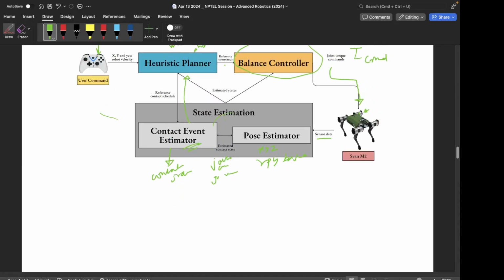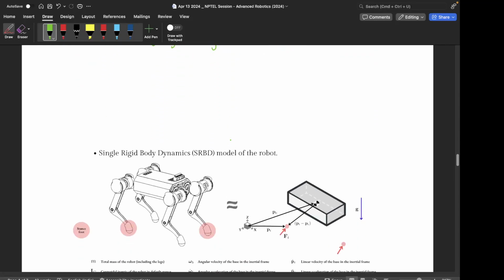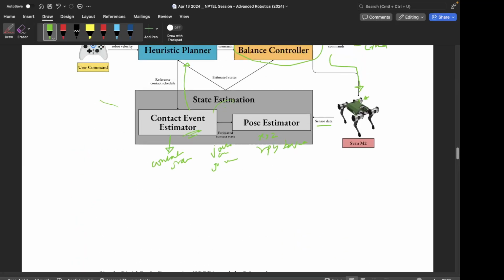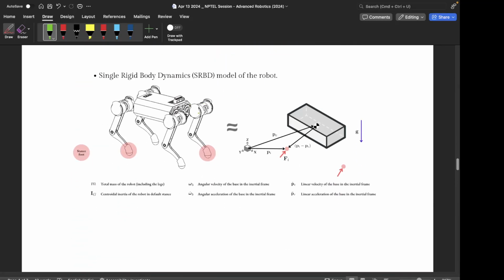So now we will again look into these blocks one by one. Currently, as I mentioned, a widely used model for the robot is the SRBD model, and this is what is being used in the balance controller which I showed above this block. In the SRBD model, this robot with its 4 legs is approximated as a single rigid body on which forces are acting at the contact points, right? So these legs which are encircled, they are the legs in contact, and forces are acting at those points, right?